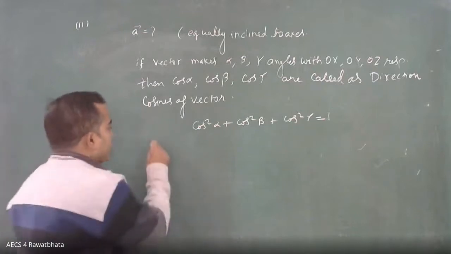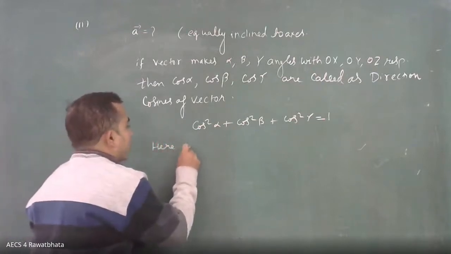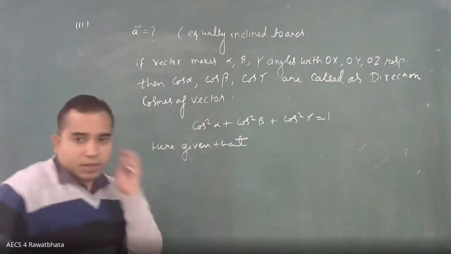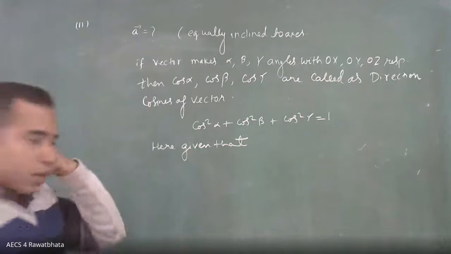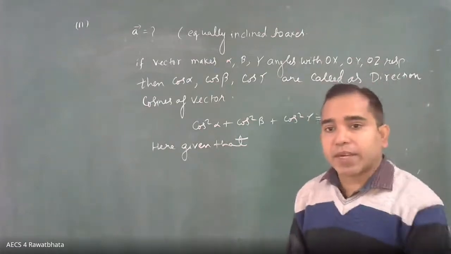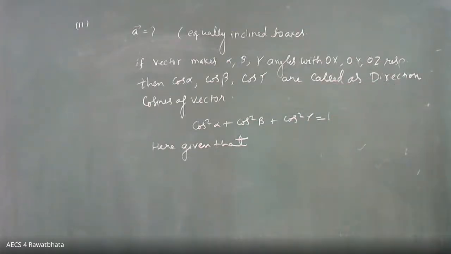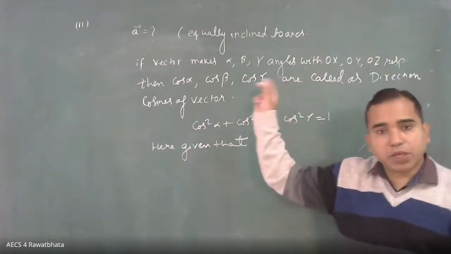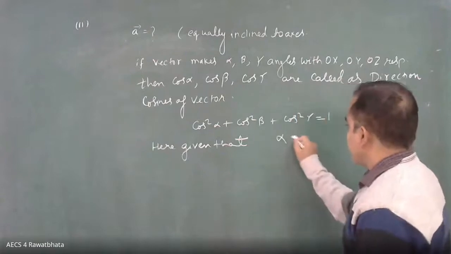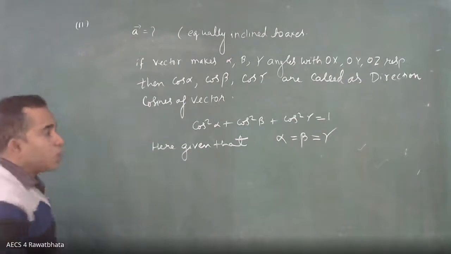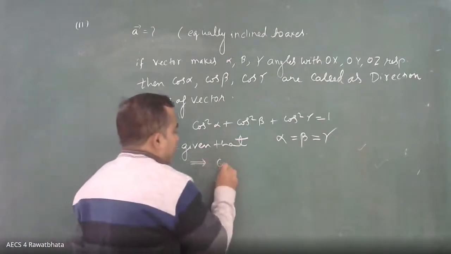And in this question, what is given? That it is equally inclined. Equally inclined means what? Neha, equally inclined means what? In this question, it is given that the vector is equally inclined with the axes. So it means alpha equal to beta equal to gamma is given. Right?